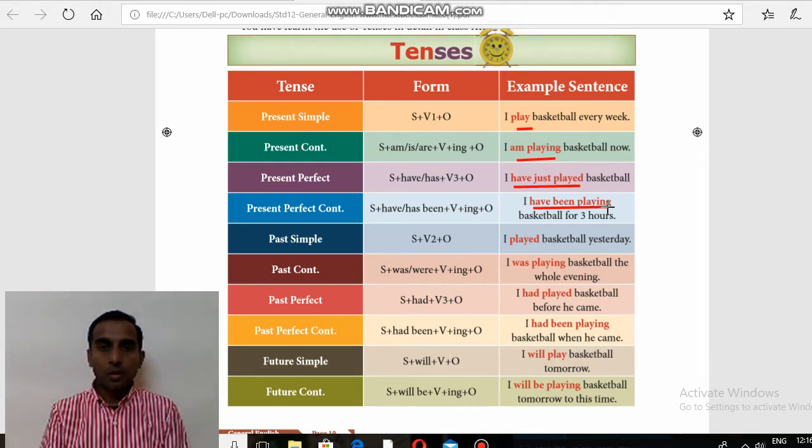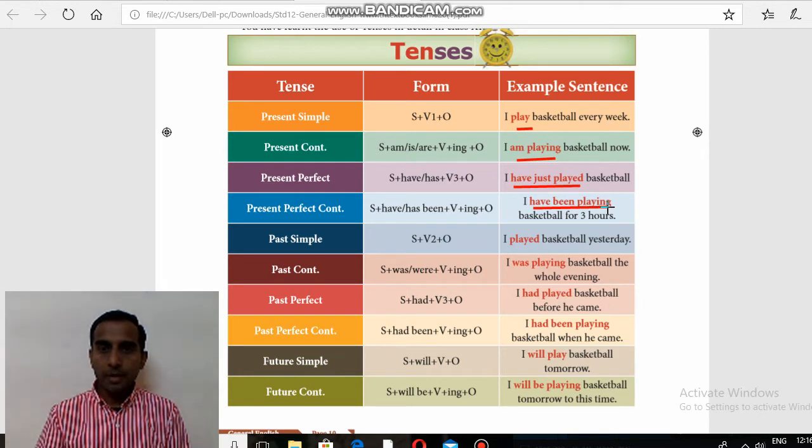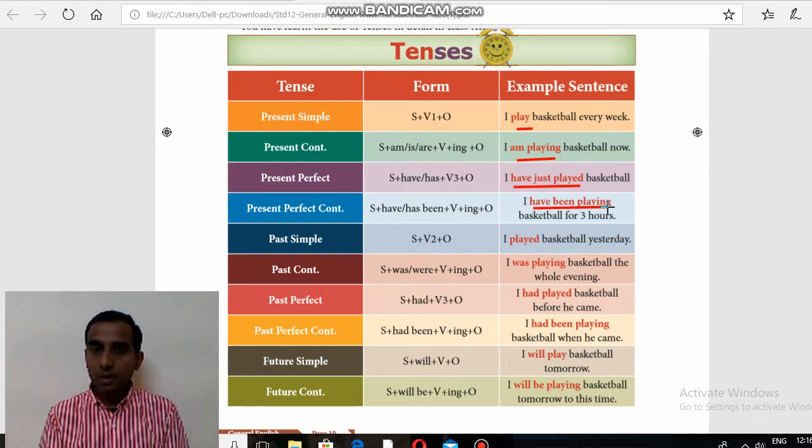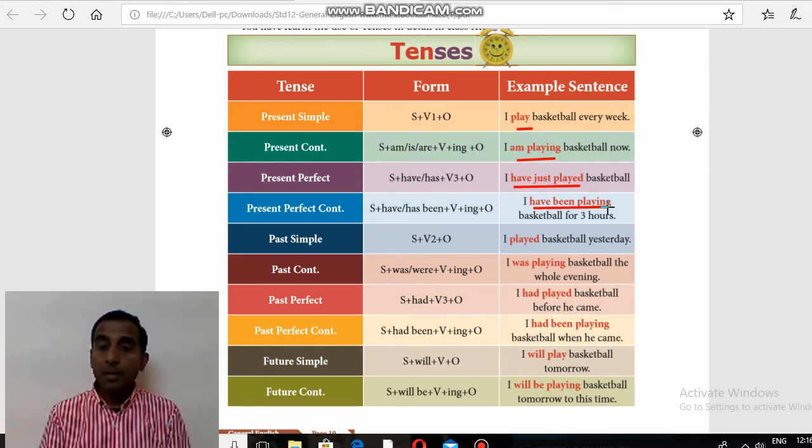Now, look at it once again. So the verb in its original form is play. So that is simple tense. So the ing form means the action is continuous. Now, I play basketball every week. That means it is a fact or it is a habit. I am playing basketball now. That means the action is continuous. It's happening continuously.